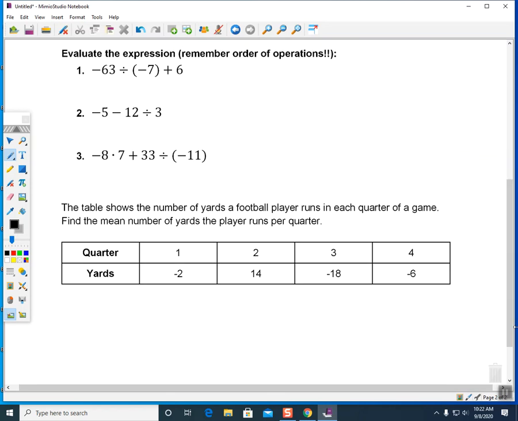So I'm going to evaluate the expression. I need to remember order of operations. So if you remember, my order of operations, they say it's PEMDAS, right? I've got parentheses, exponents, multiplication, division, addition, and subtraction.